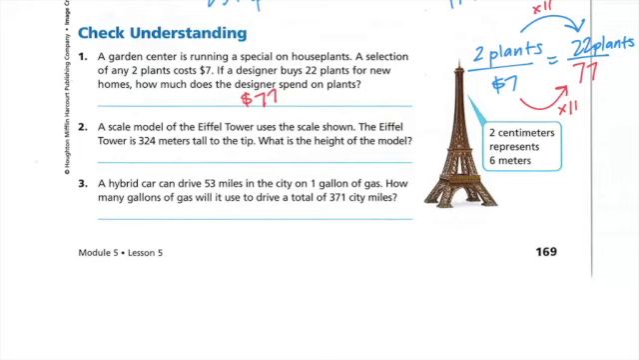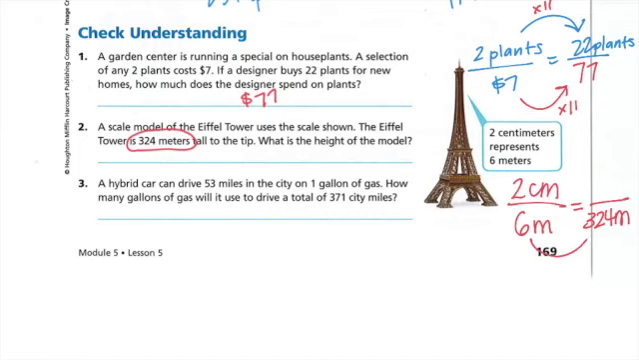A scale model of the Eiffel Tower uses the scale shown. The Eiffel Tower is 324 meters tall to the tip. What is the height of the model? So this says 2 centimeters is 6 meters, and then over here, they give us 324 meters. So I'm going to put that on the bottom because that's the same label. We have to keep our labels the same. So meters and meters on the bottom.